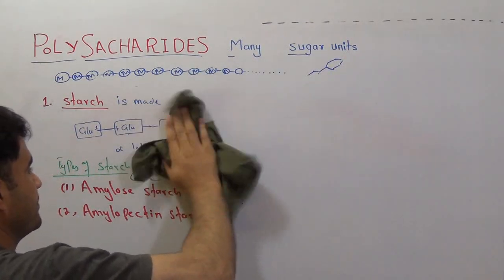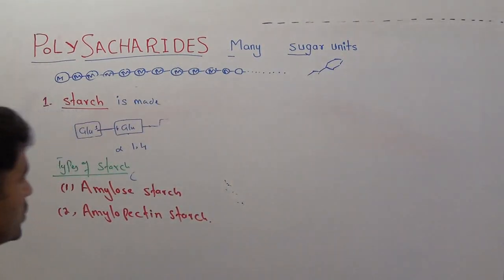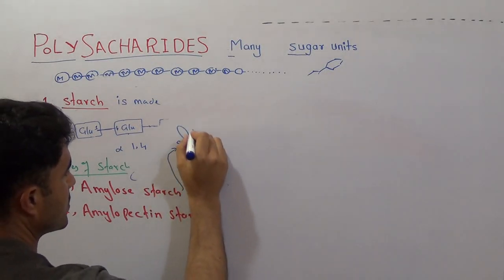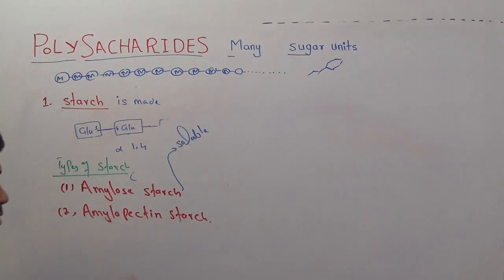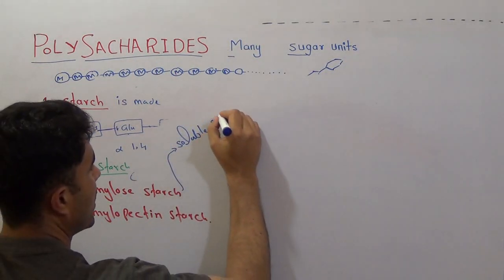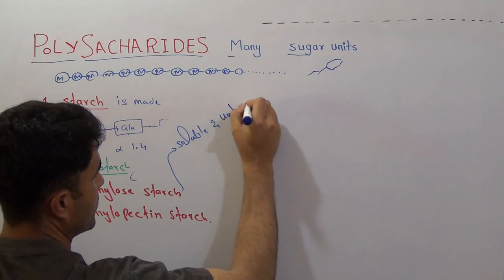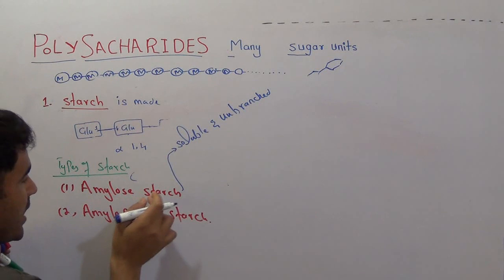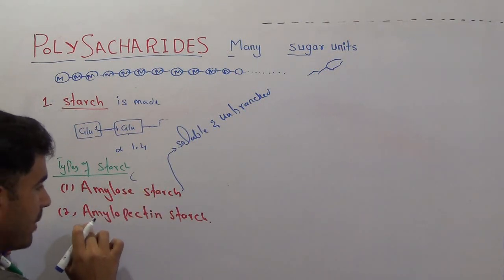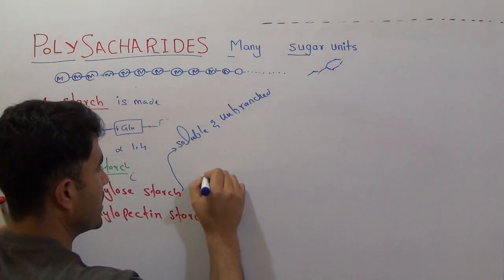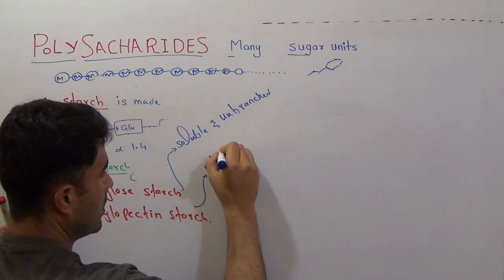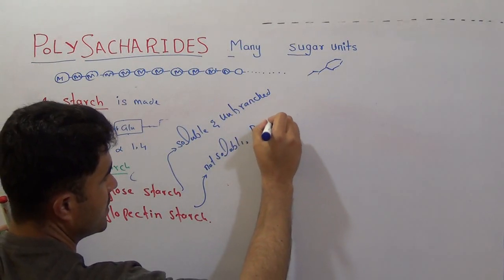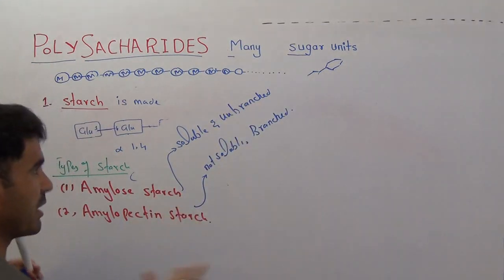Here is the idea. Amylose starch is water soluble and unbranched. There is no branch. Remember, there is no branch. As compared to amylose starch, amylopectin is not soluble and it is branched. This is the main difference.